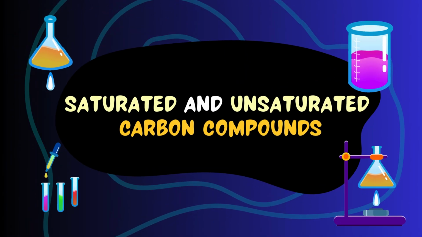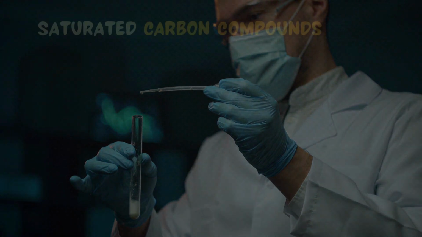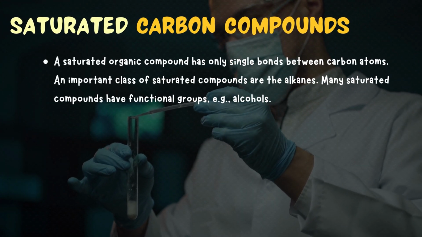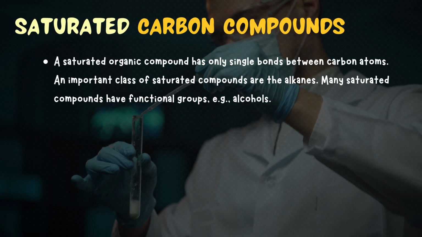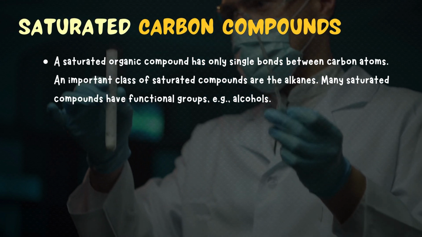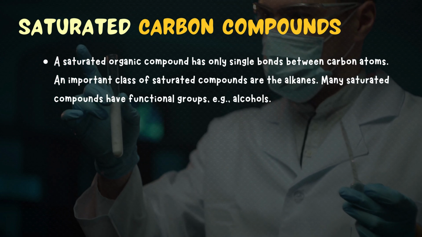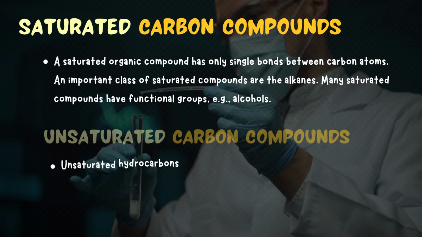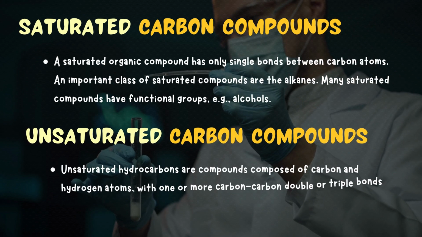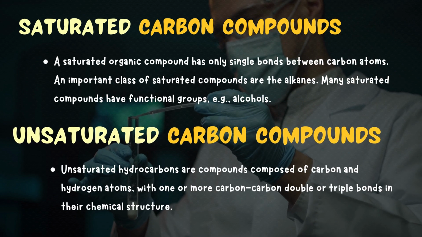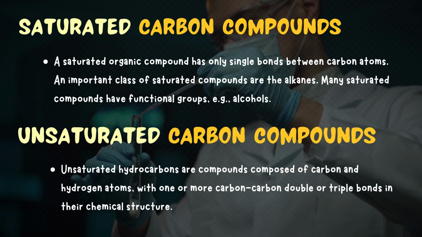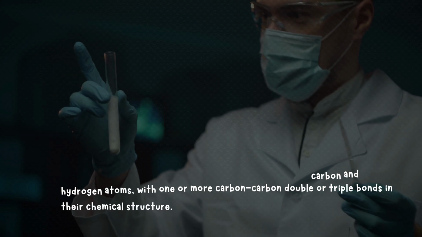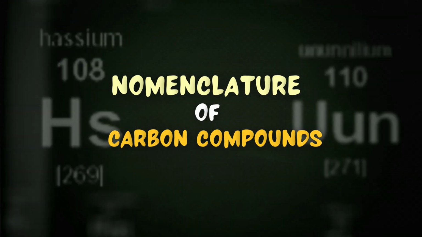Saturated and unsaturated carbon compounds. A saturated organic compound has only single bonds between carbon atoms. An important class of saturated compounds are the alkanes. Many saturated compounds have functional groups, for example alcohols. Unsaturated hydrocarbons are compounds composed of carbon and hydrogen atoms, with one or more carbon-carbon double or triple bonds in their chemical structure.